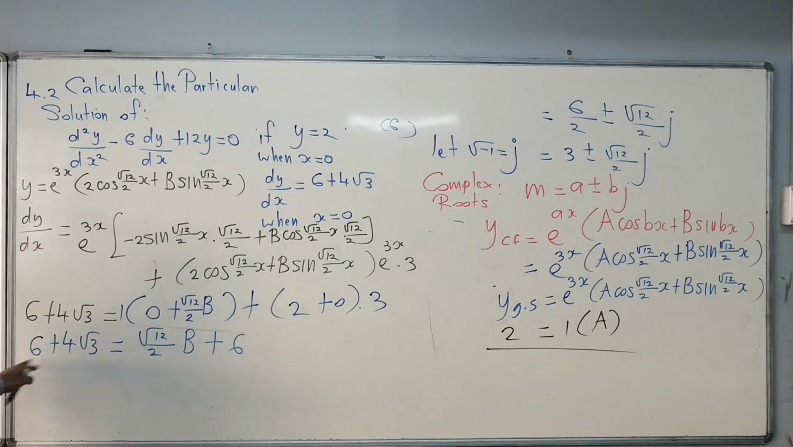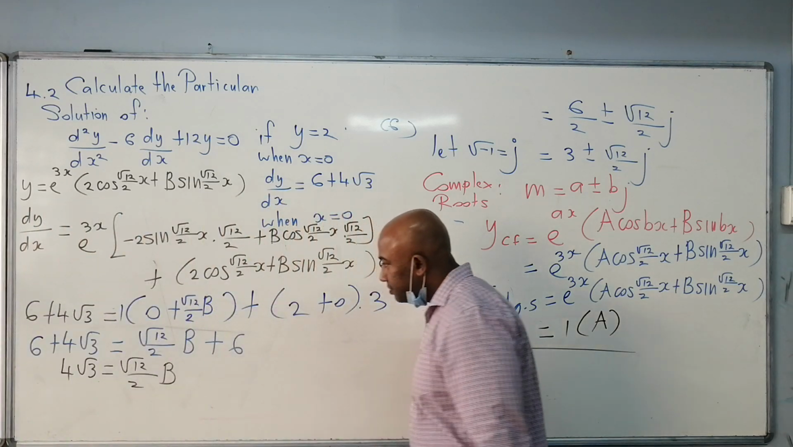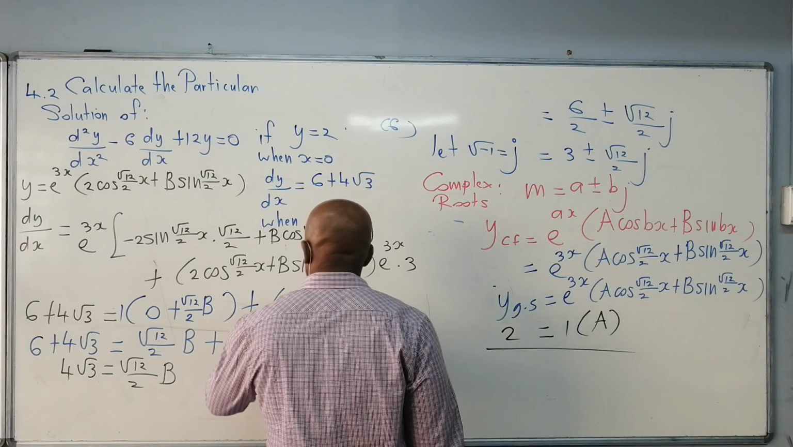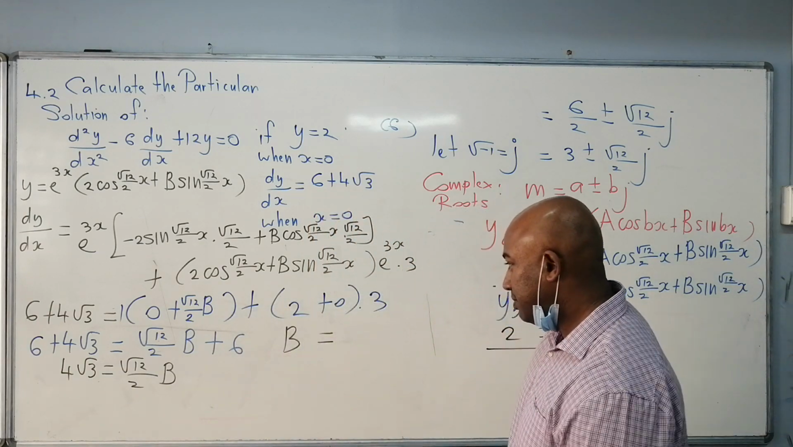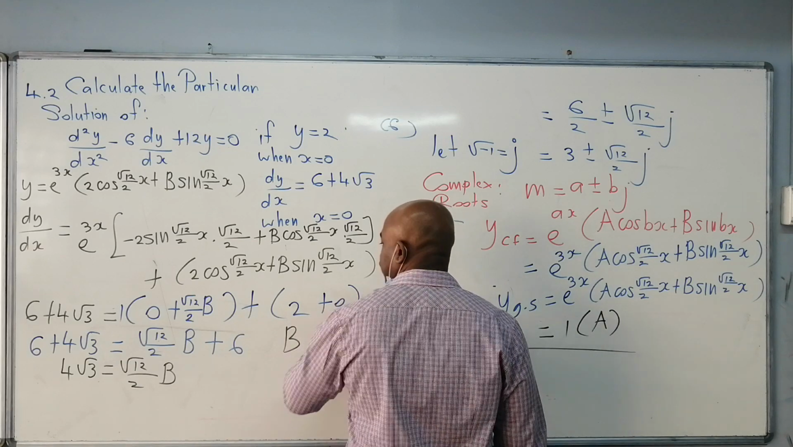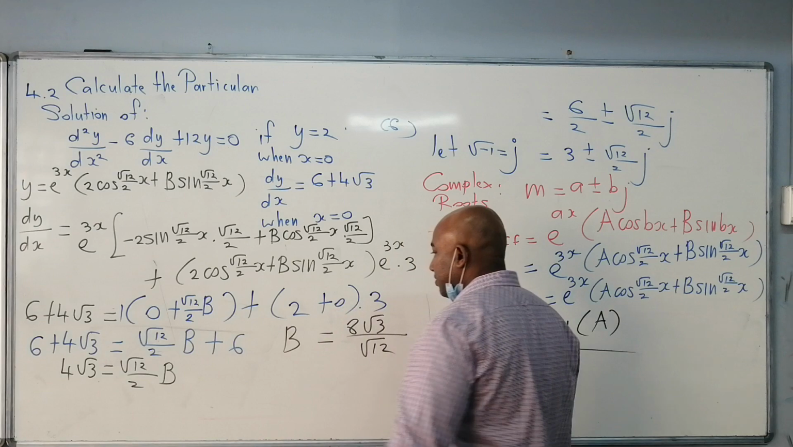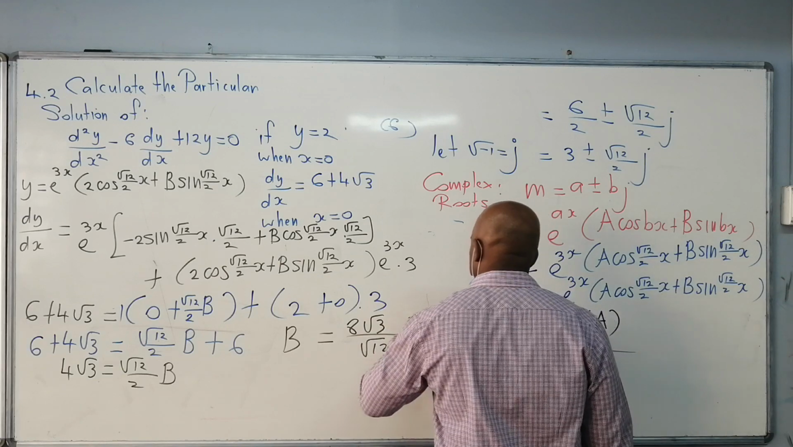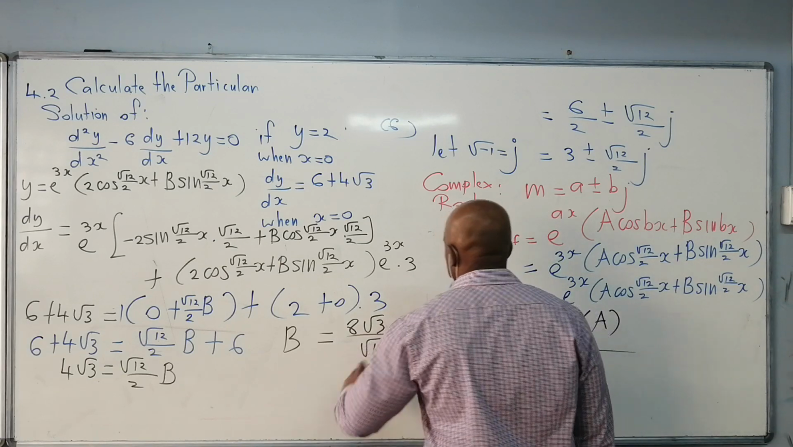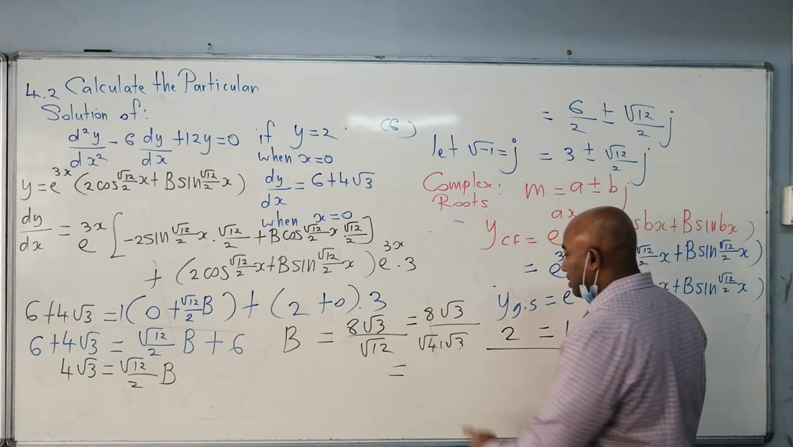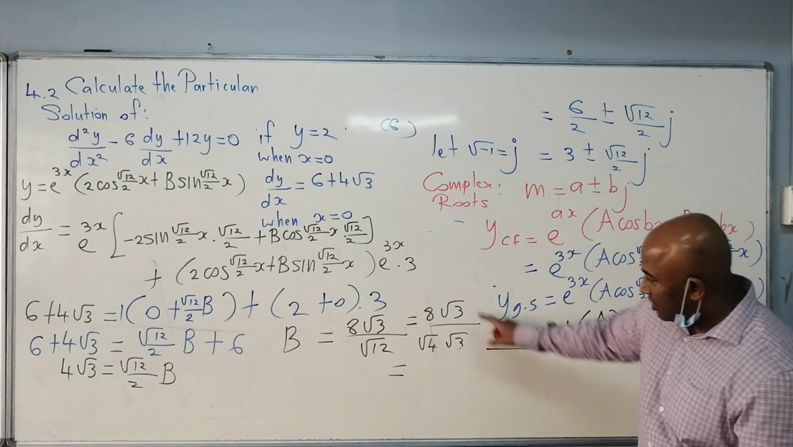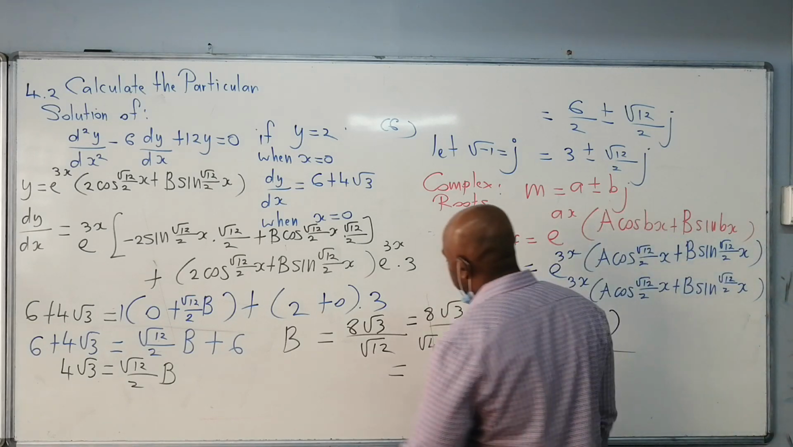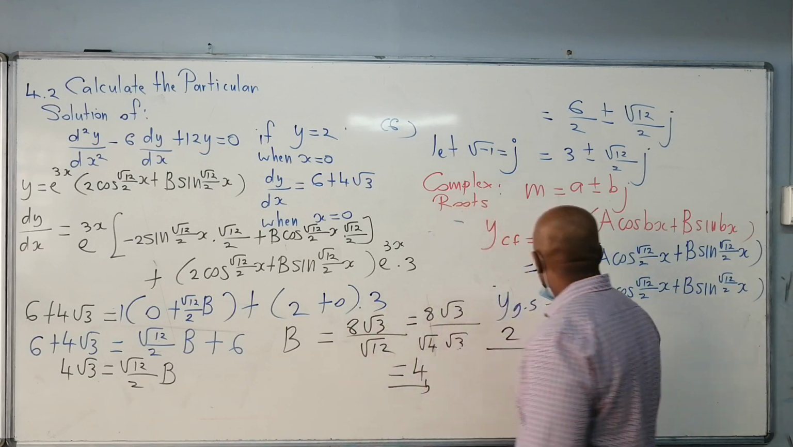So what does that mean now? 6 and 6 will be out. 4 root 3 is equal to square root 12 over 2b. So therefore, I can work out b is equal to 4 root 3, so that's 4 times 2 is 8. Root 3 divided by root 12, which we can simplify further. Square root of 12, that's 4 times 3, which is 12. So what can I do here? Square root 3 cancels. Square root of 4 is 2. 8 divided by 2 is 4. So I got 4 there.